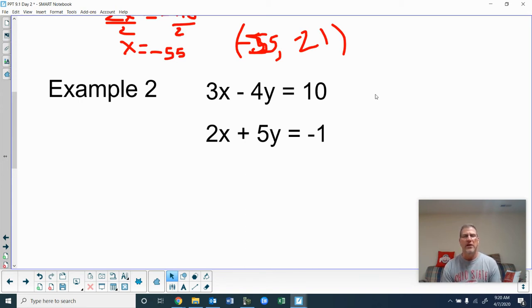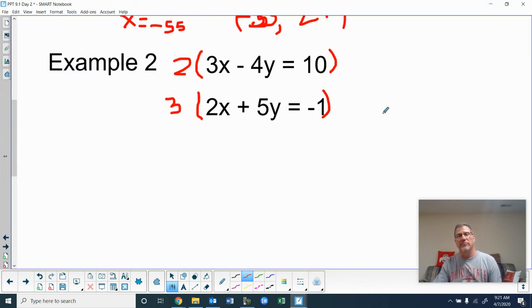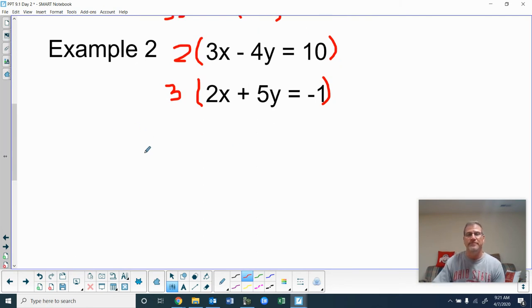All right, so usually I just take whatever the bottom coefficient is and multiply it by the top one. Oops, I need to get my pen going. So I'm going to multiply the top equation by 2 and the bottom equation by 3 so that I'll have a 6x for both equations.